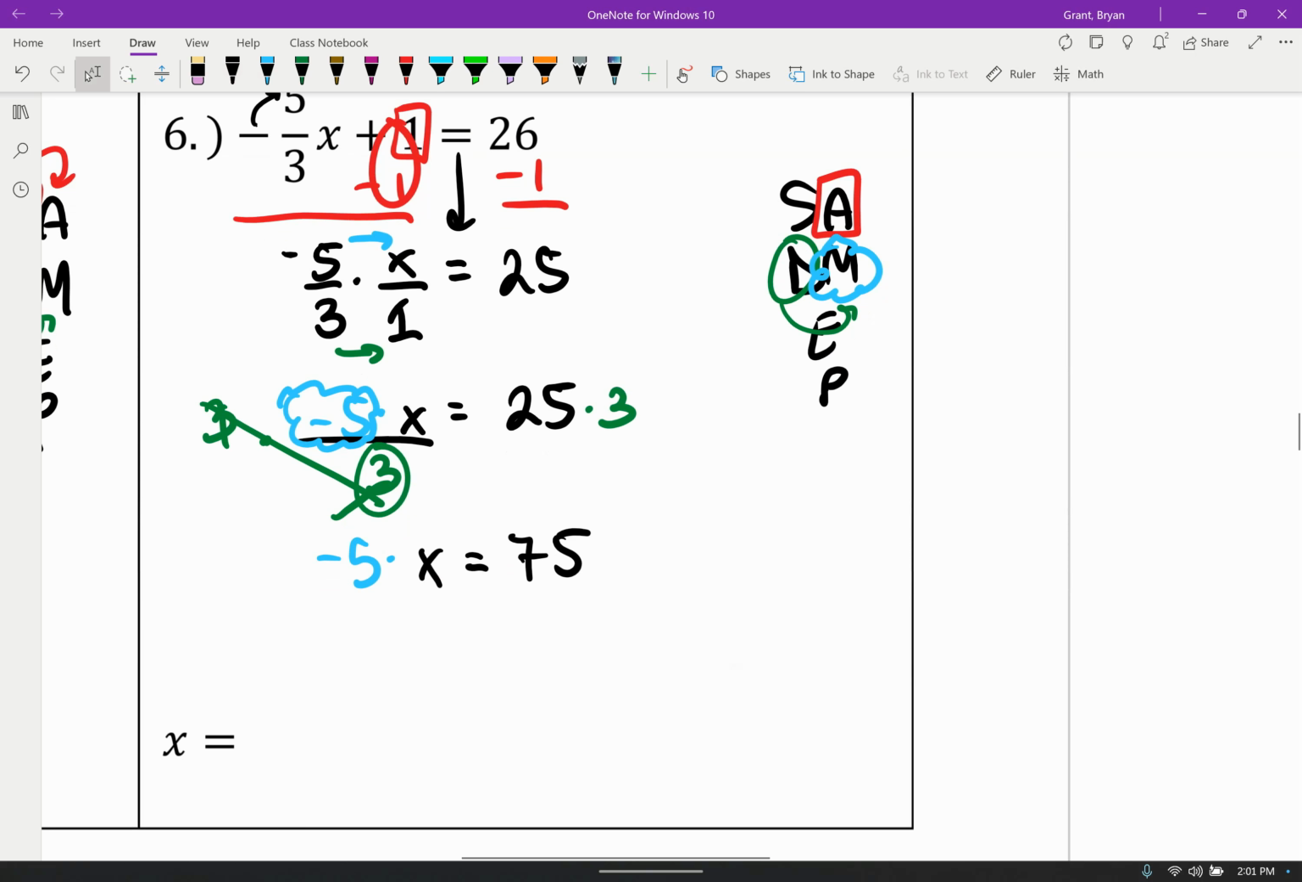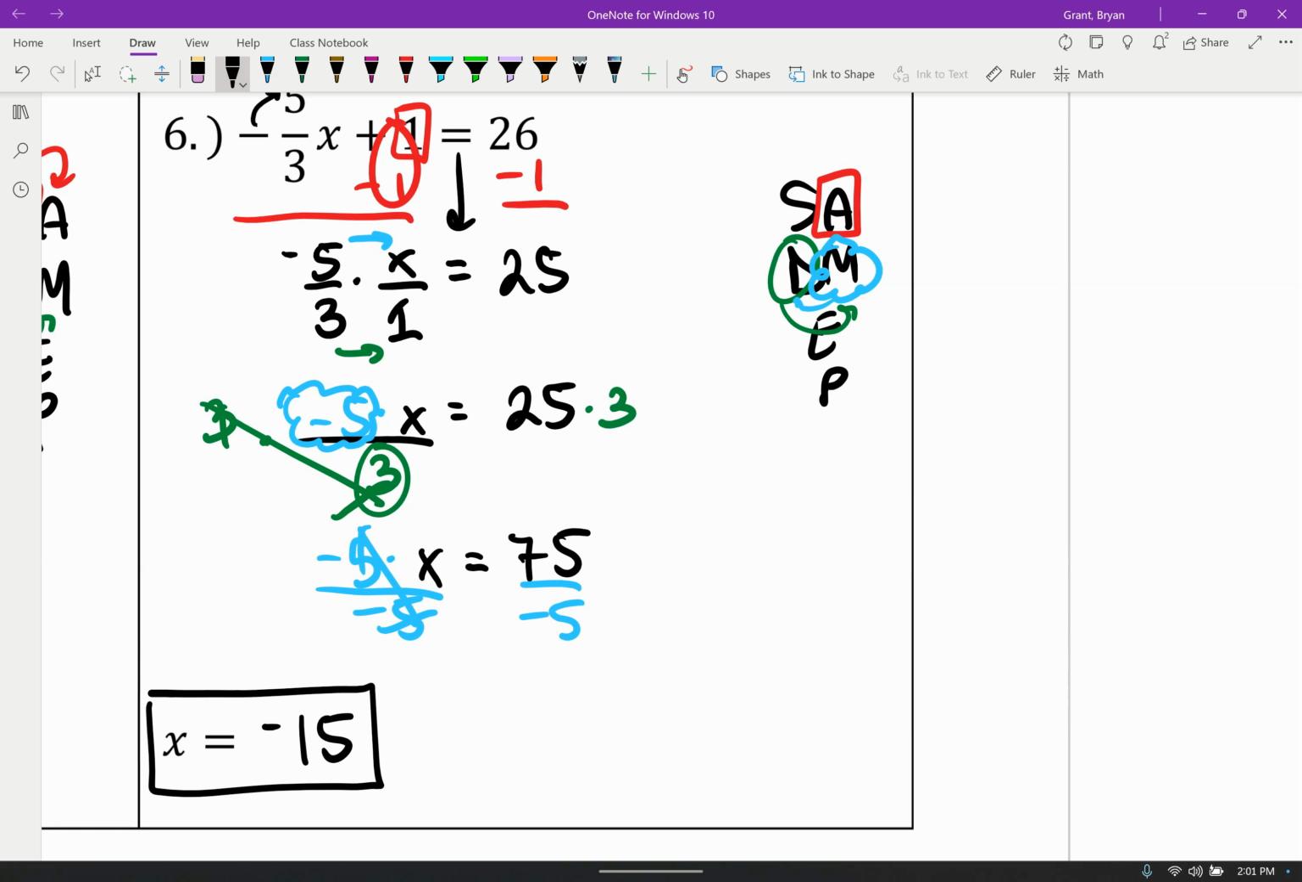Last but not least, I bet you know how to undo the negative 5 now because it's multiplying. Let's divide. Keep the sign the same. You might need a calculator for this one, or you can try it in your head, how many 5s till you hit 75, and I think you'll find it's 15. And a positive divided by a negative does give you a negative.